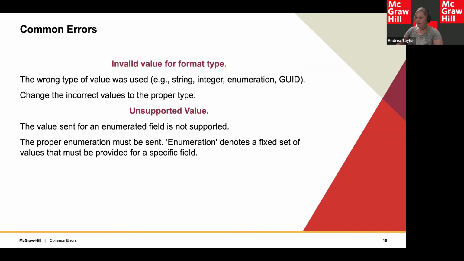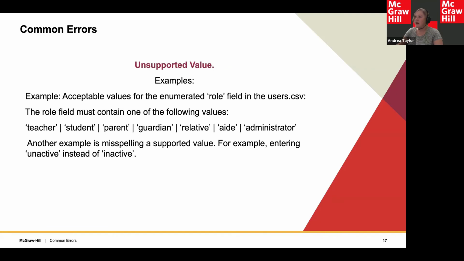Invalid value for format type. The wrong type of value was used, such as a number instead of date. And then unsupported value means that you've entered a value that we don't support for either our OneRoster or BUIP process. And I'll show you some examples here. The role field has to contain teacher, student, parent, guardian, relative, aide, or administrator. If it doesn't contain one of those, you would get this error. And another example would be if you misspelled a supported value, for example, unactive instead of inactive.